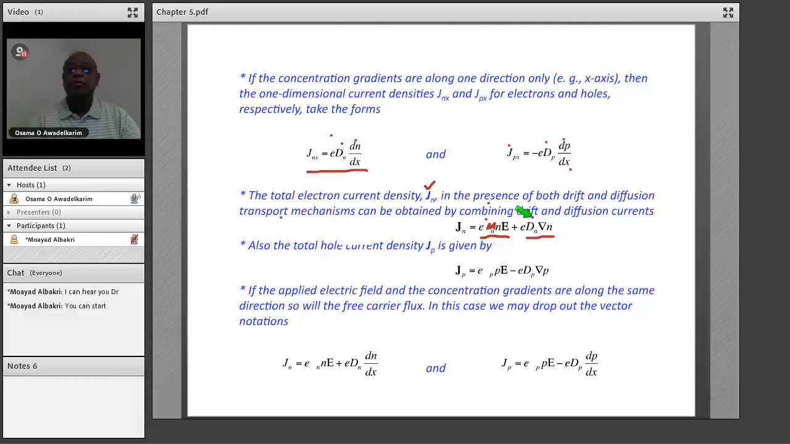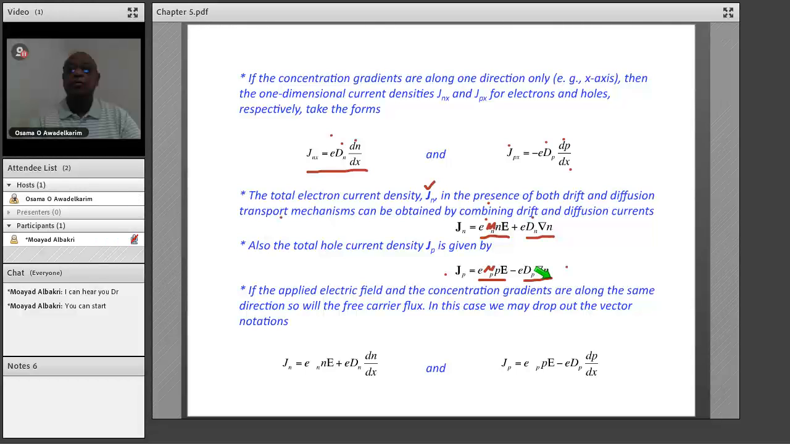Similarly, if we're talking about a p-type, again, here is mu. Again, here is a three-dimensional equation, right, for a current flow, total current density by holes. And it comes from drift by the electric field, as well as diffusion by the concentration gradients.